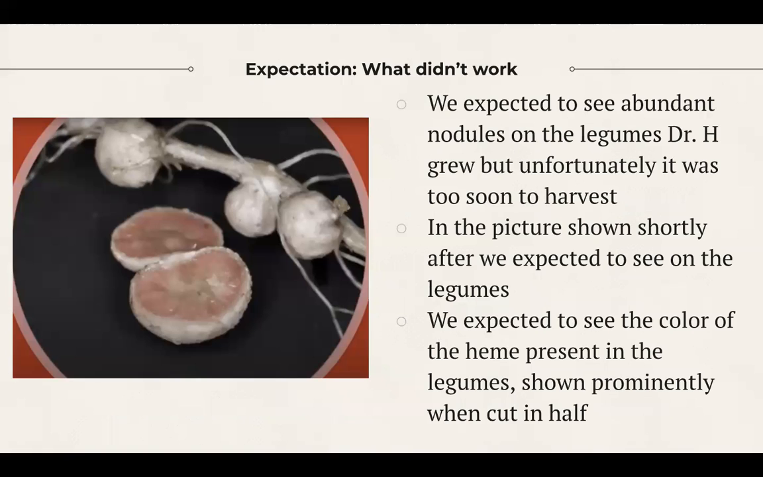Expectation: what didn't work? We expected to see abundant nodules on the legumes Dr. H grew, but unfortunately it was too soon to harvest. In the picture shown to the left, shortly after, we expected to see them on the legumes. We expected to see the color of the heme present in the legumes shown prominently when cut in half.